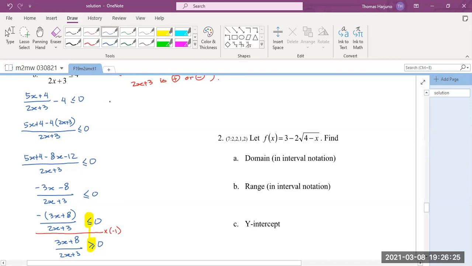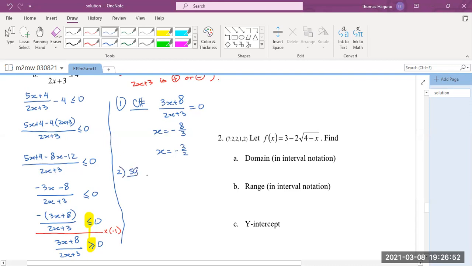Okay, so let's start the procedure. Step 1, what's the critical number? Regardless of whether you divide by negative 1 or not, you should get the same critical numbers. On the top, the critical number is negative 8 over 3. At the bottom, the critical number is negative 3 halves. So for the sign graph, one of them is less than negative 2, that's negative 8 over 3. The other one is between negative 1 and negative 2, negative 1.5. This will give us undefined, this will give us 0. Either way, you will have exactly the same step 1 and step 2.